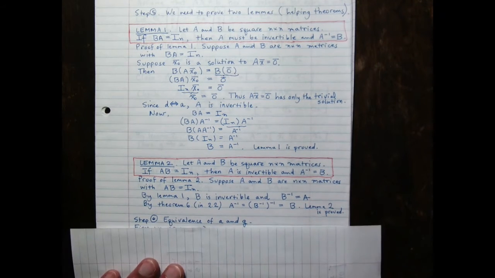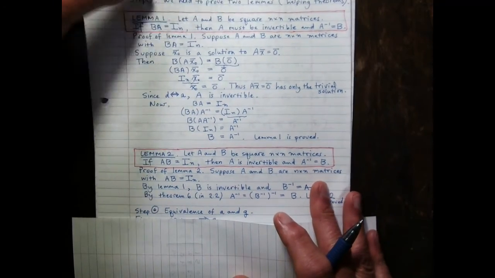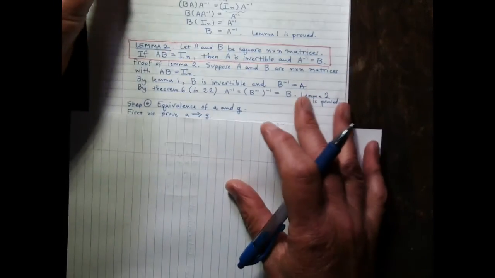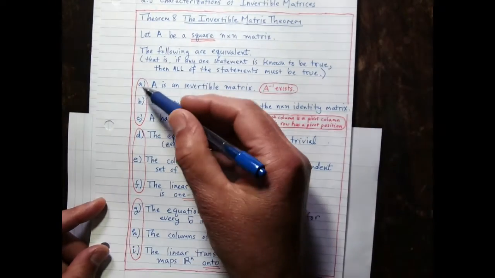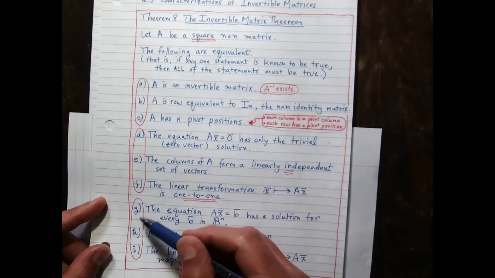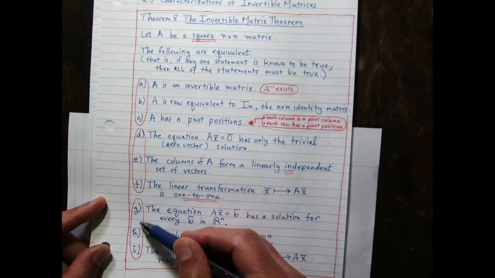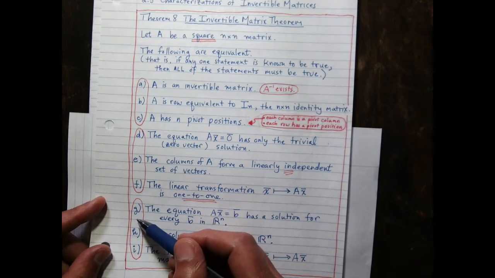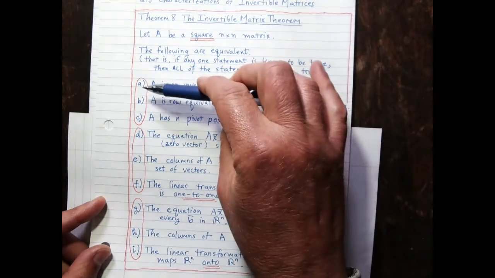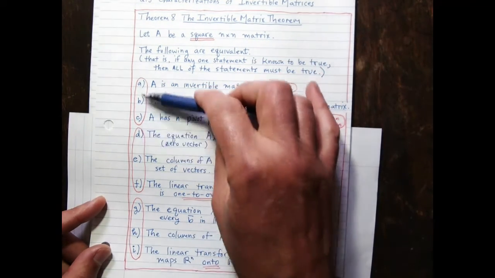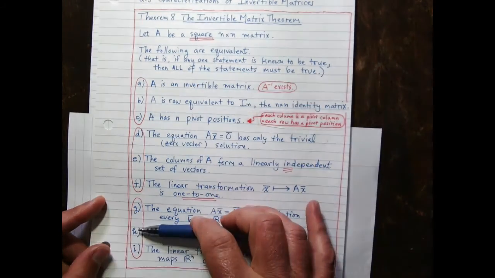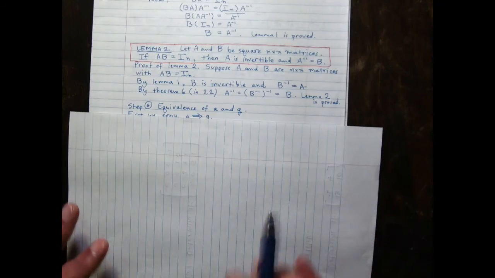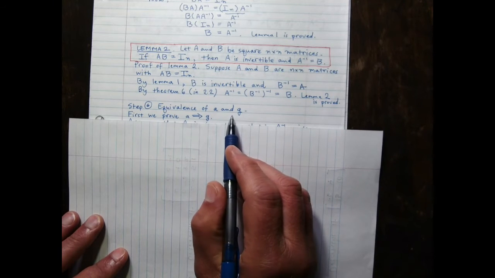But the next step of the theorem would be to show the equivalence of statement A and statement G. So what we're going to do is take one from the first group and show it's equivalent to one from the third group, and that will tie all those together. We've already shown that A was equivalent to D, so we already tied the first two groups together. Now we've got to tie the first group and the third group together. And so I call that the equivalence of A and G.